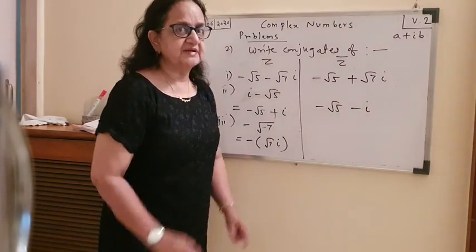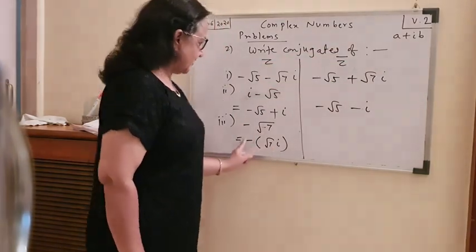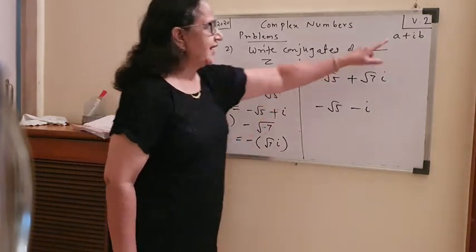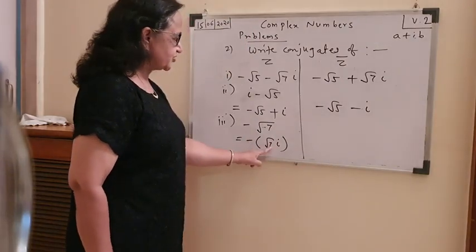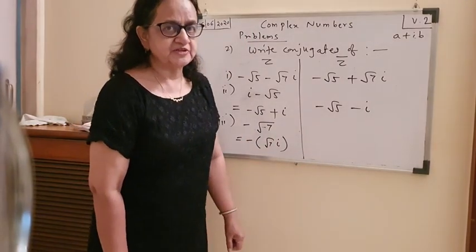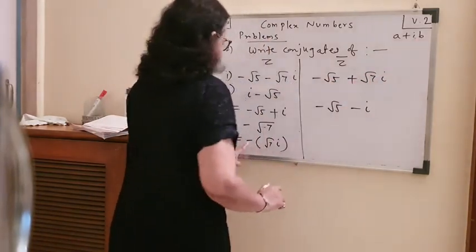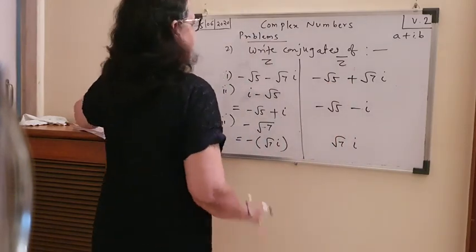Is it a complex number? Yes. It is of the type a plus ib, because a is 0. There is no real part. So a value is 0, and what is b? The i coefficient, which is minus root 7. That is b, the imaginary part. Conjugate: for the i term, you have to change the sign. So make the minus a plus. So the conjugate will be root 7 into i.